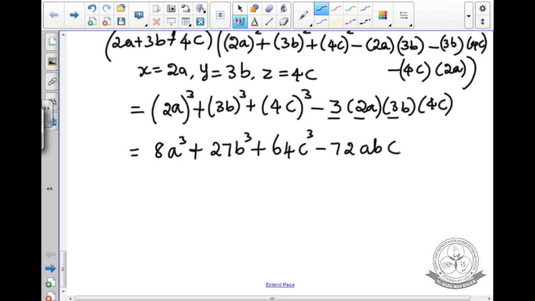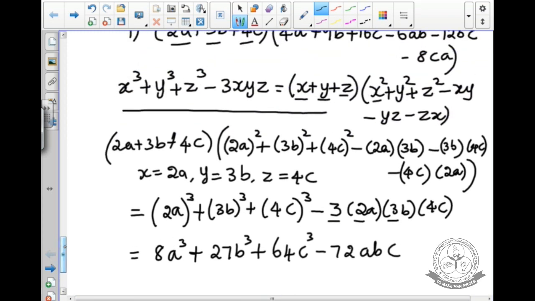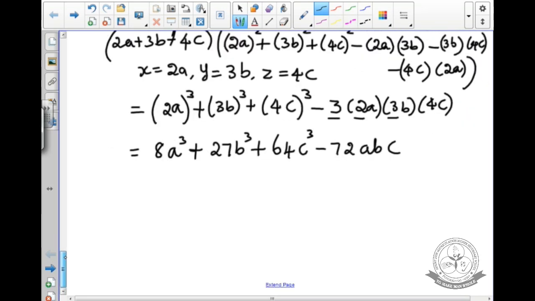Okay, so from the formula we can get the left hand side. It is in the form of x plus y plus z and x square plus y square plus z square minus xy minus yz minus zx. So we can convert into the left side, that is x cube plus y cube plus z cube minus 3xyz. So we will get the answer this one. Then second subdivision the same way.